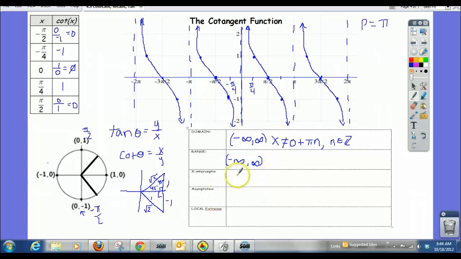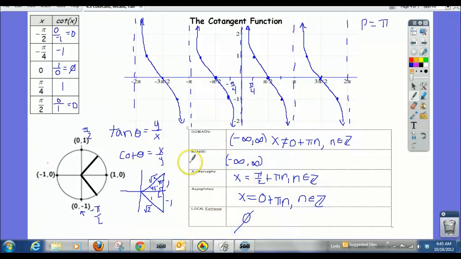And the x-intercepts we'll describe as, there's one at pi/2, and the distance between the zeros, from pi/2 to 3 pi/2, is a distance of pi. So they're going up by multiples of pi. Asymptotes will just copy what we wrote down in the domain, except we won't put the line through the equal sign. The asymptotes are at x equals 0 plus pi n, where n is an integer. And there are no extrema.